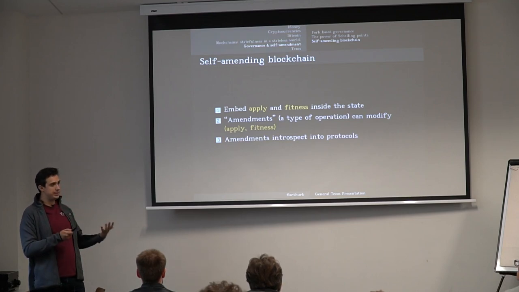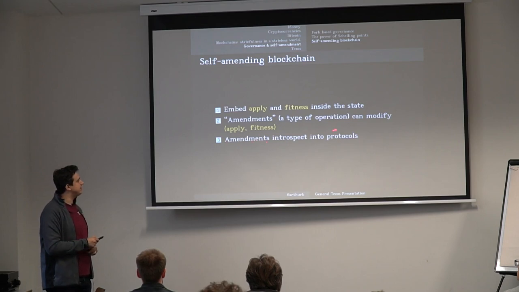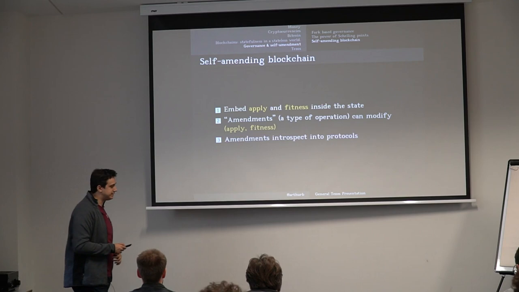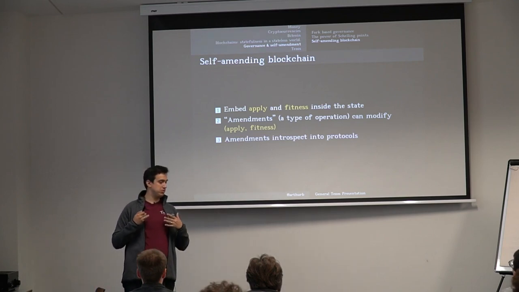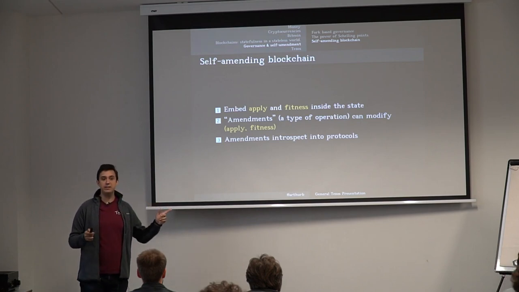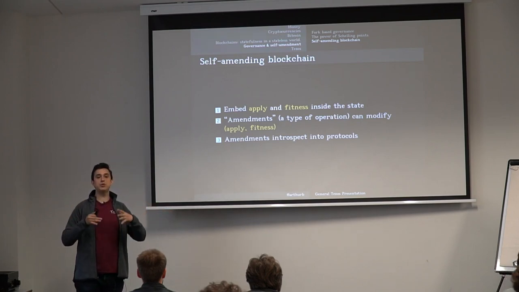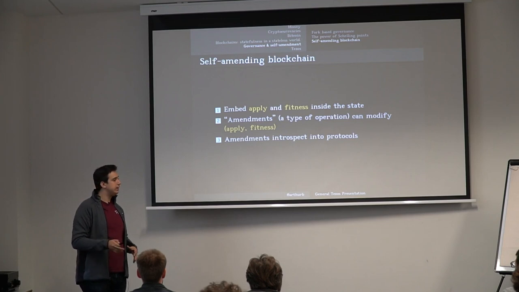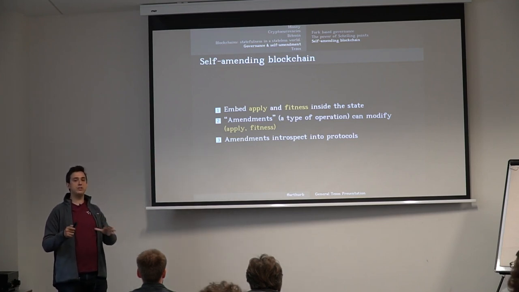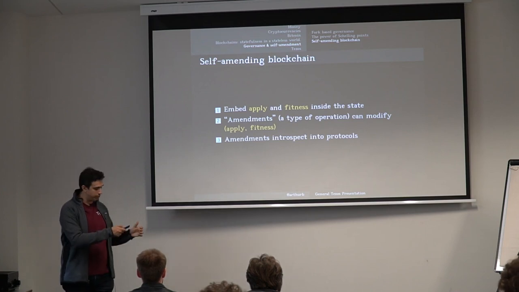And in order to do interesting things, we're also going to let these amendments introspect into protocols. So the idea is that I can make changes to apply, but for my operation to be valid, I can require some structure on apply. I can say, I don't want to replace my apply function with just any function. The apply function that you give me has to have certain properties.